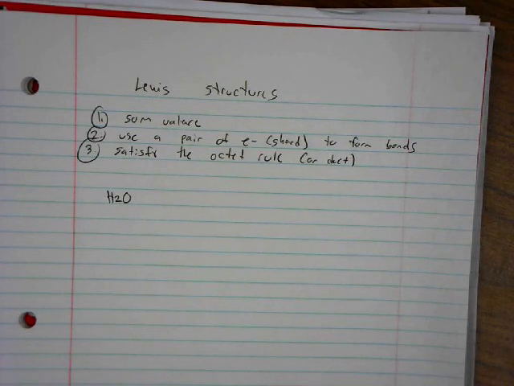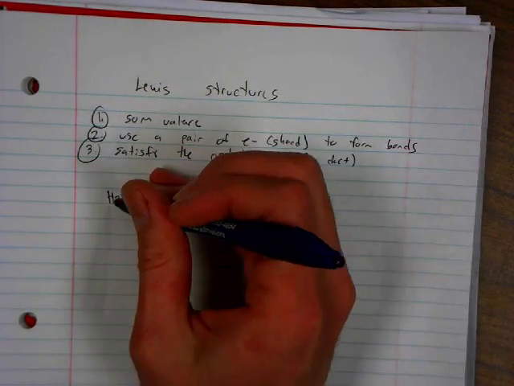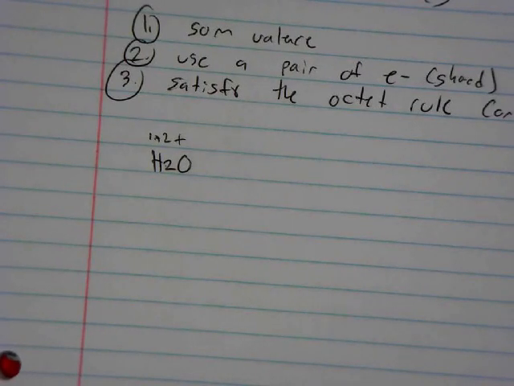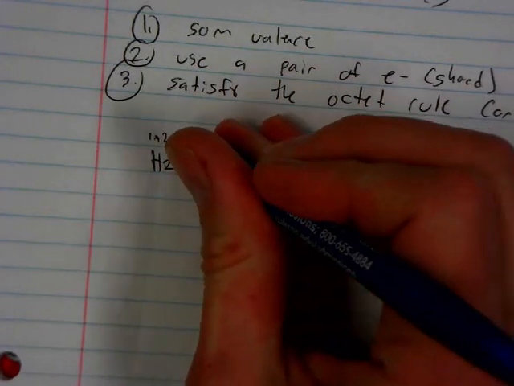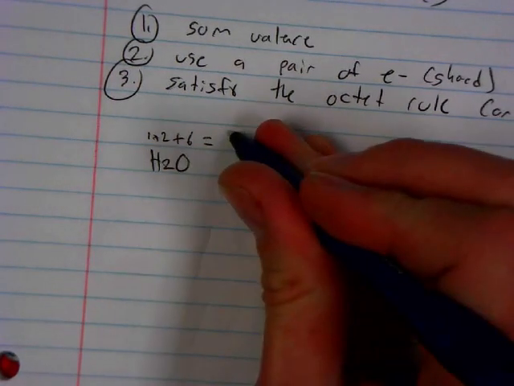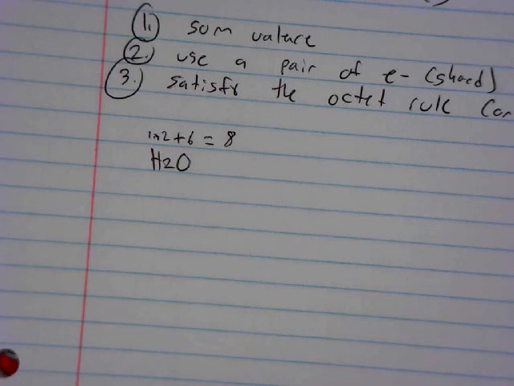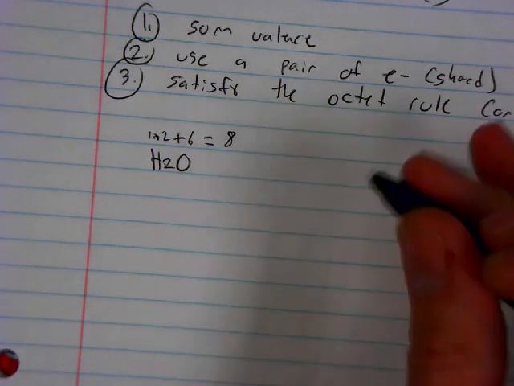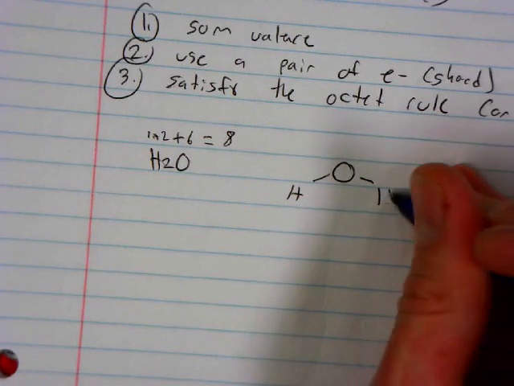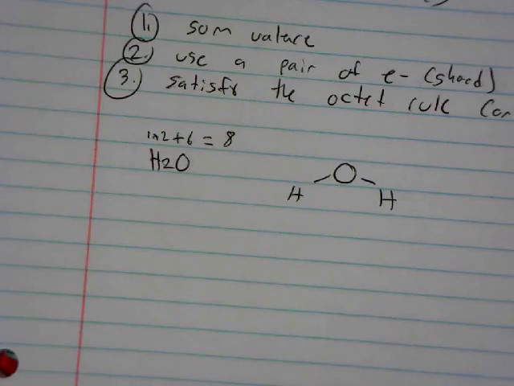They only want 2. So, let's draw a Lewis structure for water. H2O. So, how many valence electrons does hydrogen have? 1. 1 times how many though? 2. Okay, so I have 1 times 2 plus how many valence electrons does oxygen have? No, 6. So I have 1 times 2 plus 6. So my total valence electrons for water is 8. So I know that I have to show 8 electrons somehow on my Lewis structure, right?